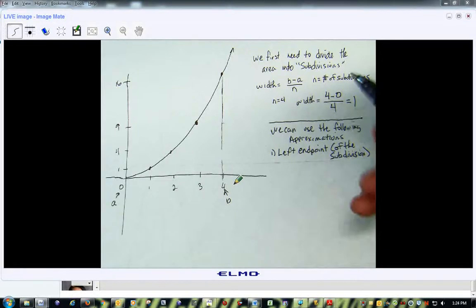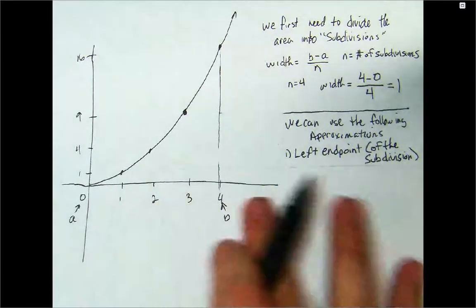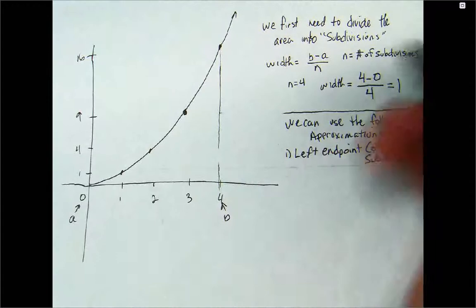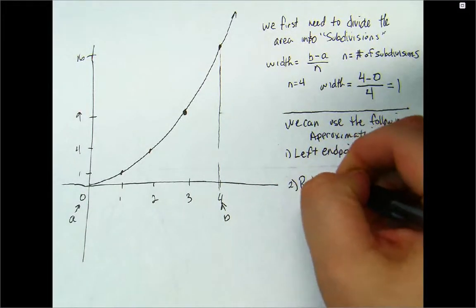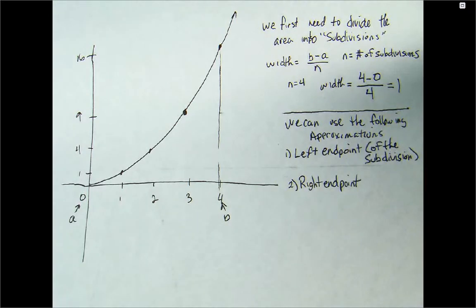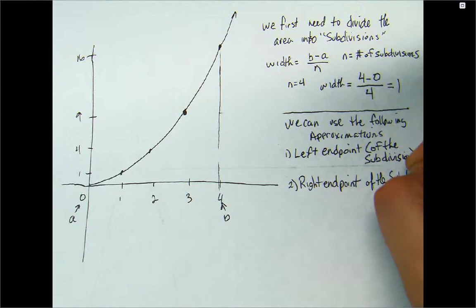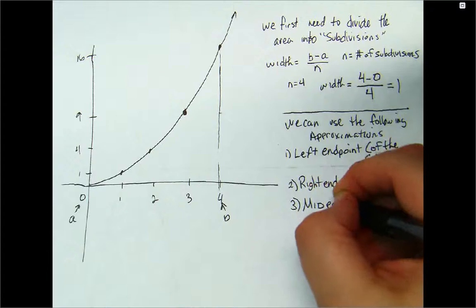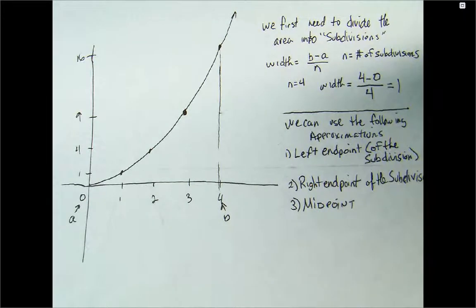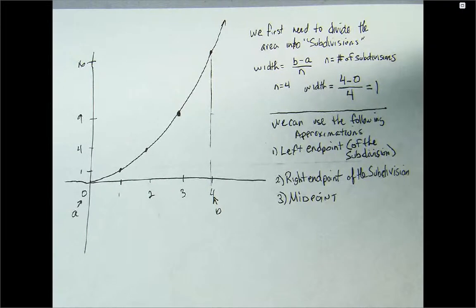All right, so after we've divided our curve, or divided the region into subdivisions here, we could use the left endpoint, we could use the right endpoint, and that's going to be the right endpoint of the subdivision. Or we can use the midpoint, and that would be the midpoint of the subdivision itself.